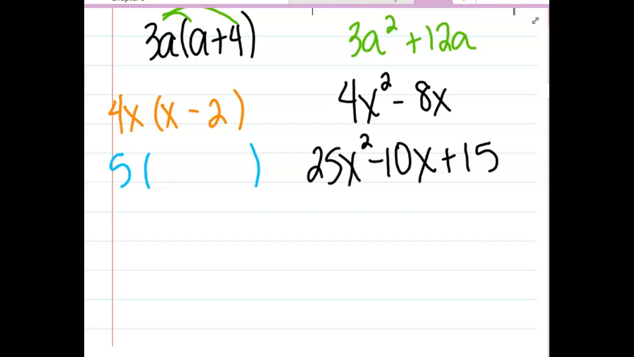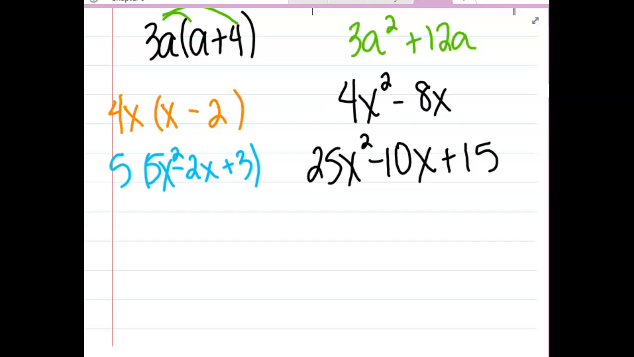Does that make sense? So we're only going to factor out a 5. Now, to figure out what's going to go on the inside, we'd say, okay, 5 times what would give you 25x squared? 5x squared. And then 5 times what would give you negative 10x minus 2x. And then 5 times what would give you a plus 15. That's factoring. That's the factoring we're doing today.